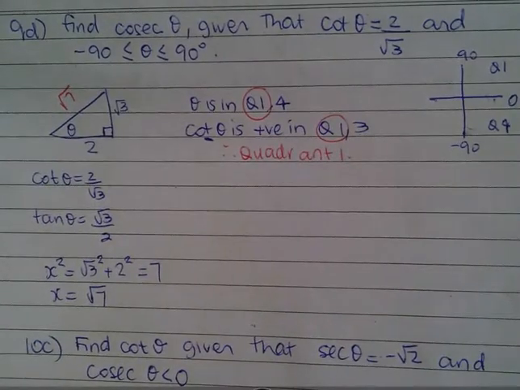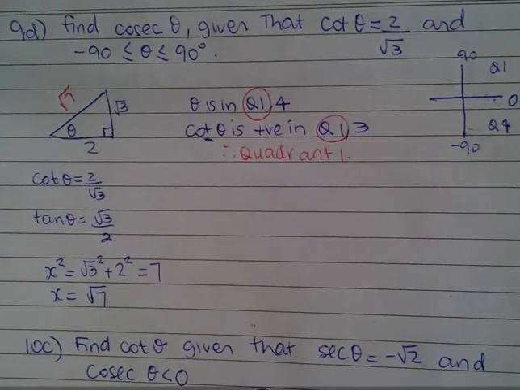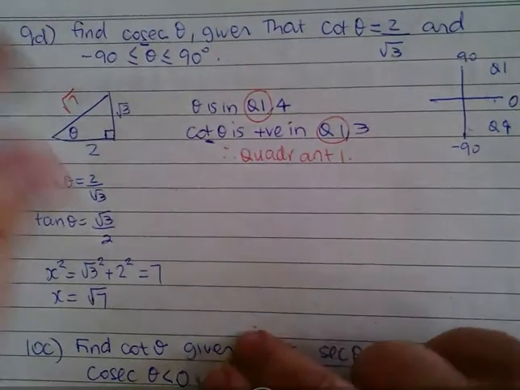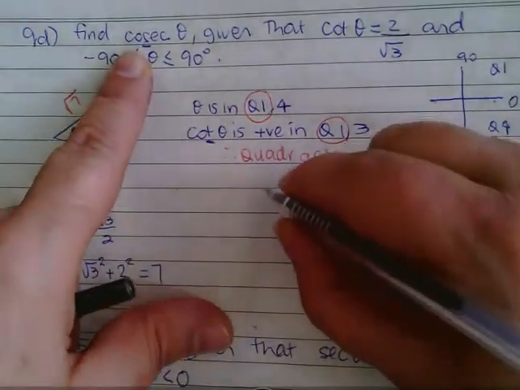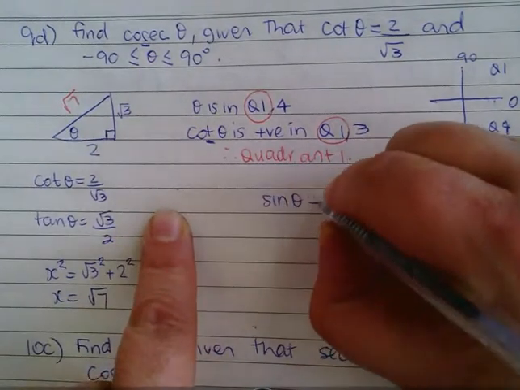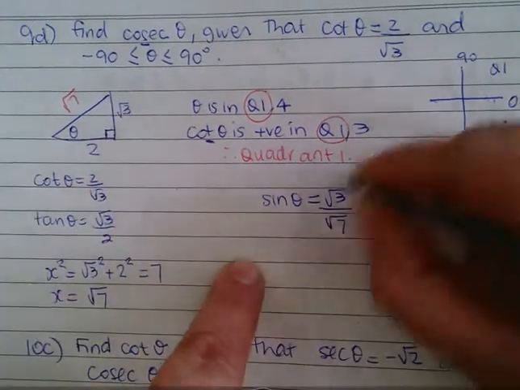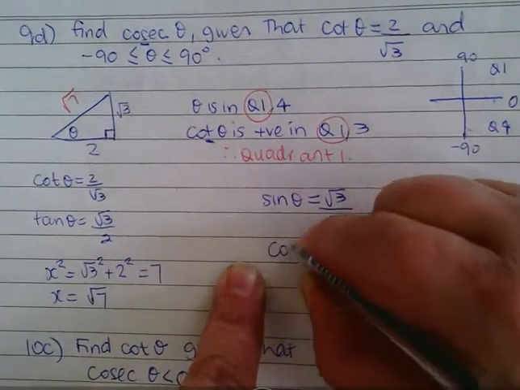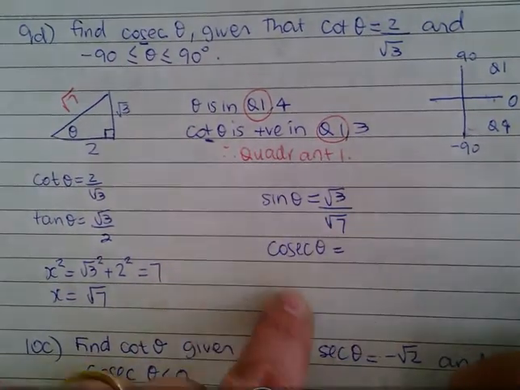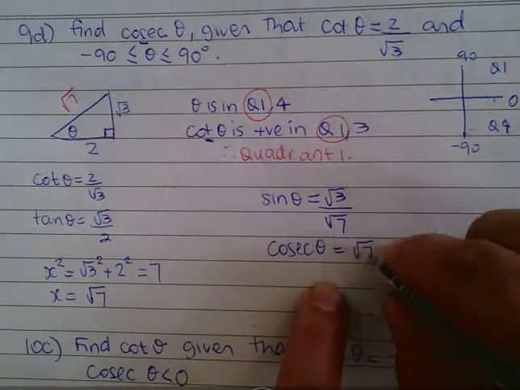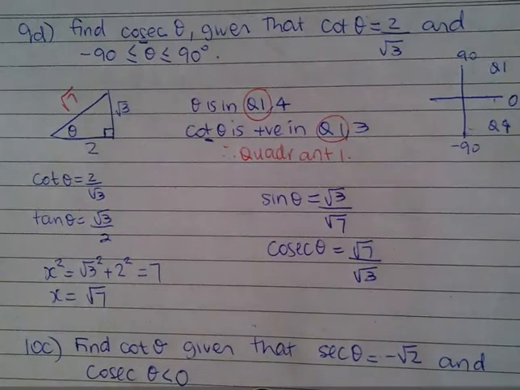Now, you have to find cosec theta. Everything's positive in quadrant 1. That's a good result. So, before you find cosec, which one do you want to find? So, let's find sine first. So, sine is root 3 on root 7, and it's positive. So, cosec is just the reciprocal. Root 7 on root 3.